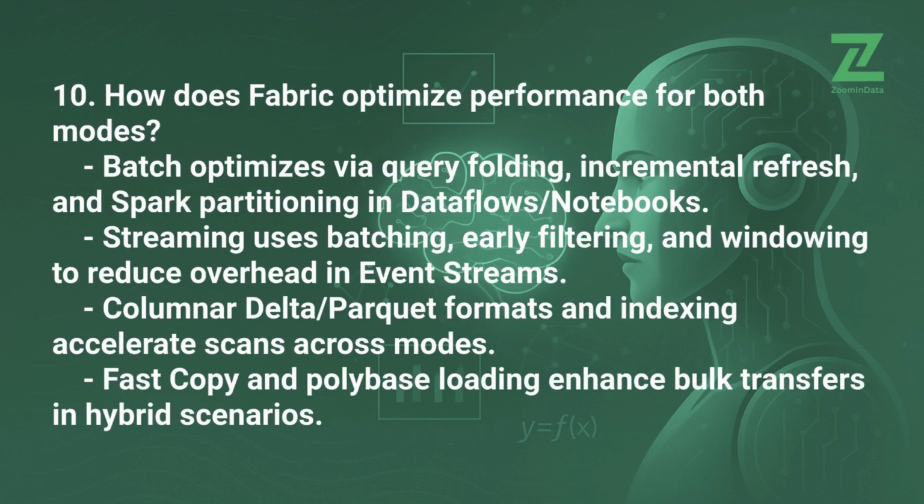10. How does Fabric optimize performance for both modes? Batch optimizes via query folding, incremental refresh, and Spark partitioning in data flows, notebooks. Streaming uses batching, early filtering, and windowing to reduce overhead in event streams. Columnar delta, Parquet formats and indexing accelerate scans across modes. Fast copy and polybase loading enhance bulk transfers in hybrid scenarios.